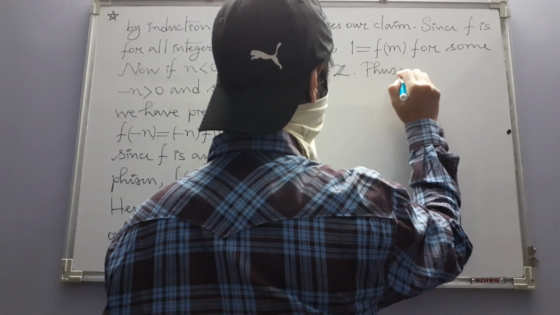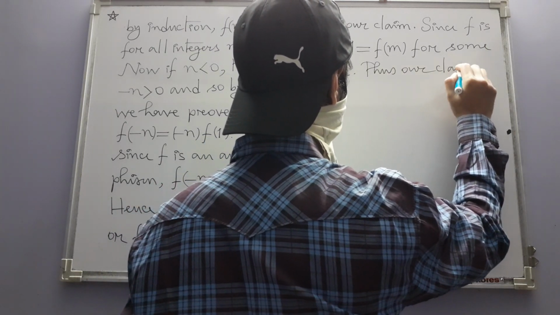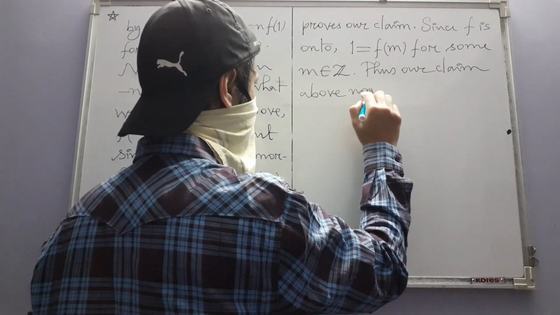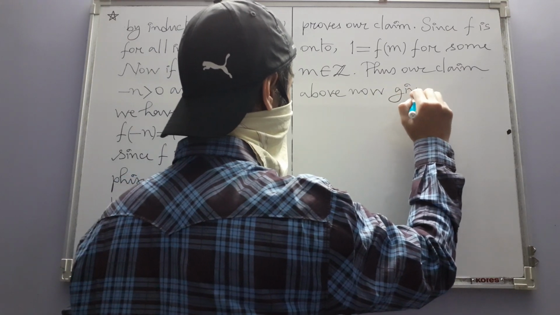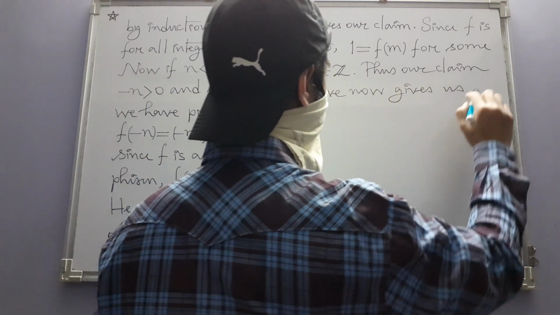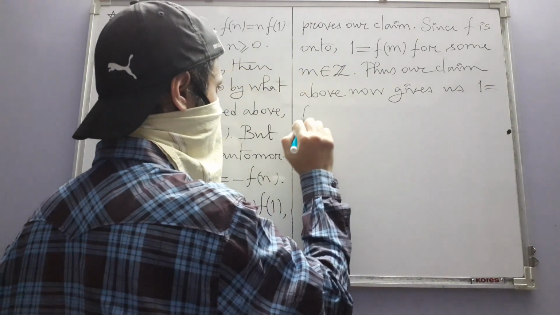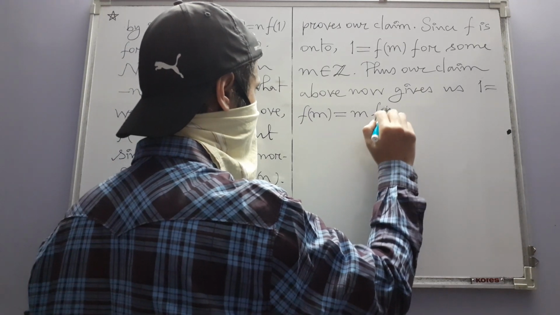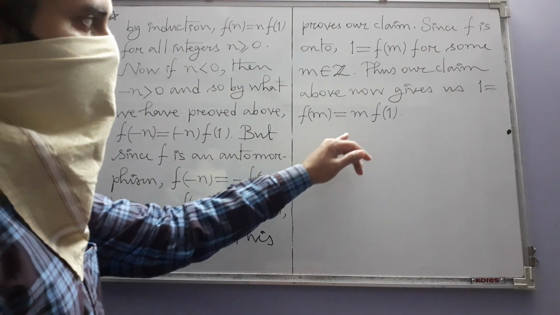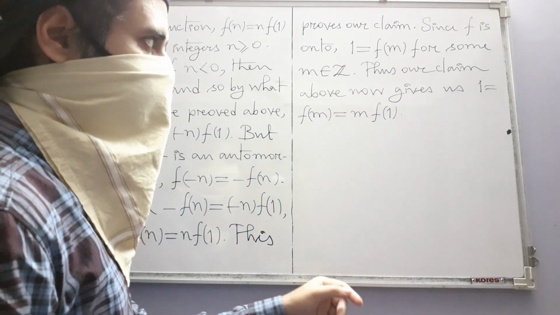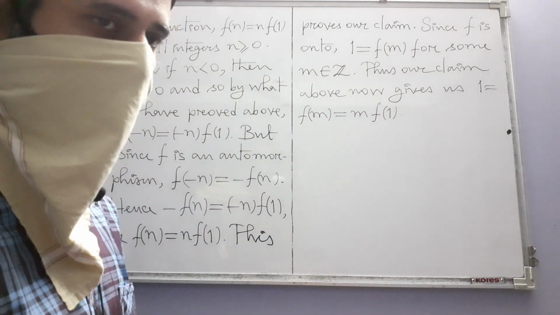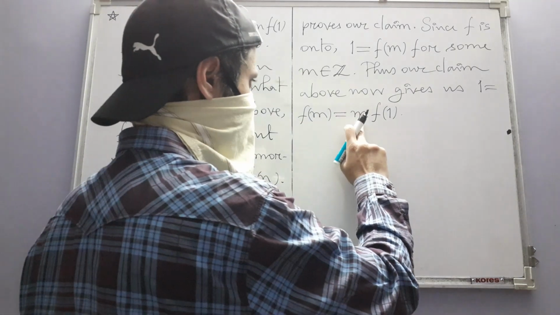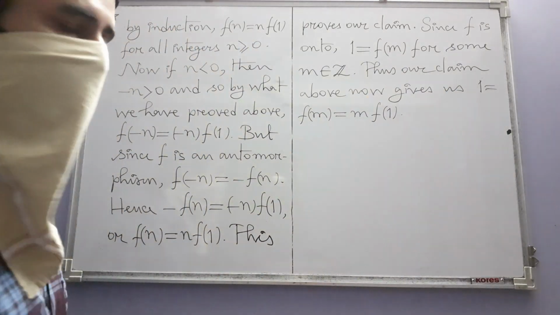Thus, our claim above now gives us what? 1 equal to f of m, but that is m times f of 1. Now m is already an integer, and f of 1, whatever it is, depending on f, is after all an integer. So that means the product of two integers is 1.